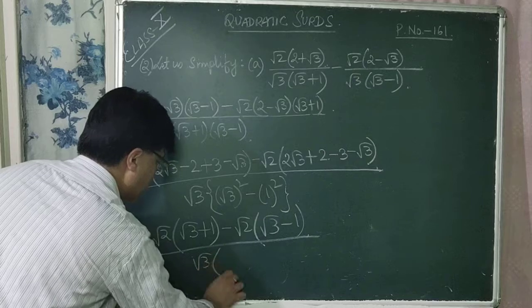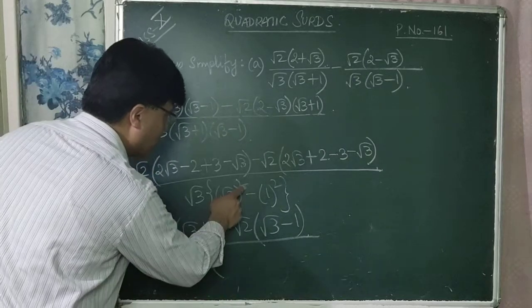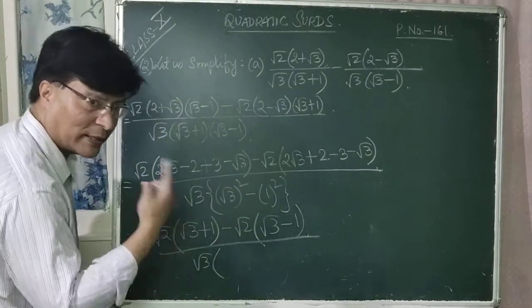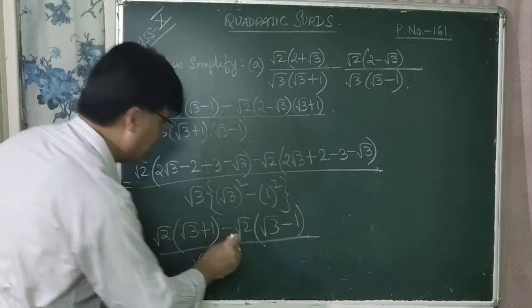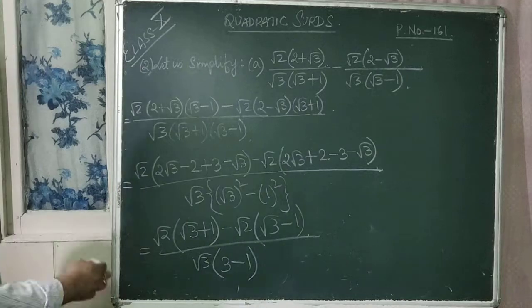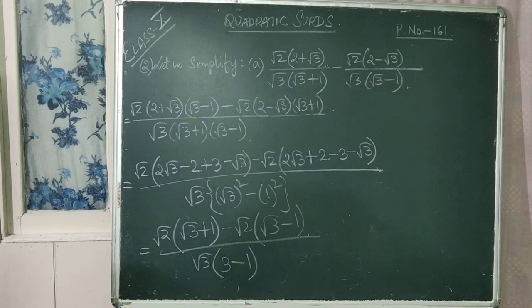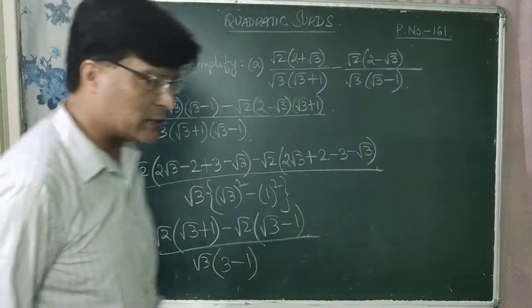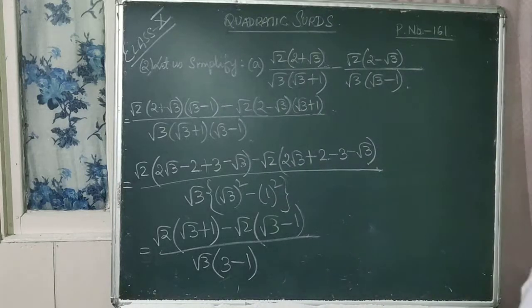So this whole divided by, what do we get? It is root 3 within bracket. What is root 3 whole squared? Root 9. Root 3 into root 3, root 9. That is 3. Then minus, what is 1 whole squared? That is 1. Understood? So you can copy it. Now we have to simplify it.